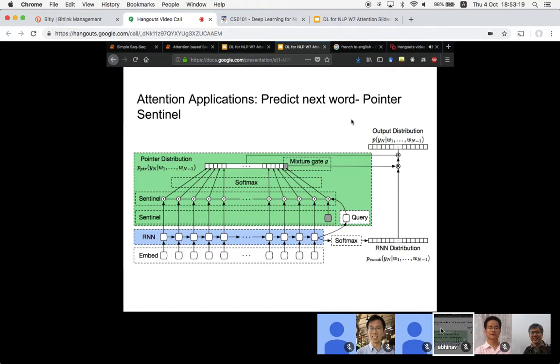Right. So here the mixture gate is really a mixture, not a switch function, as you will see in other things that Richard presents later on.